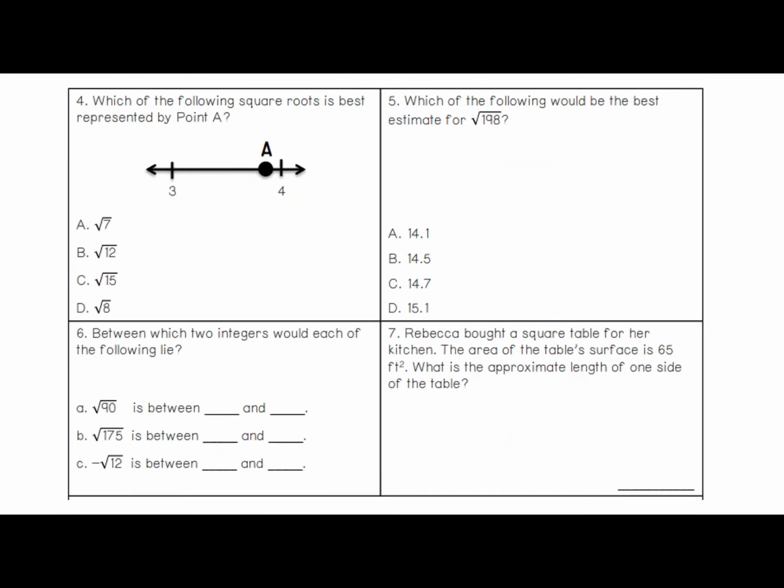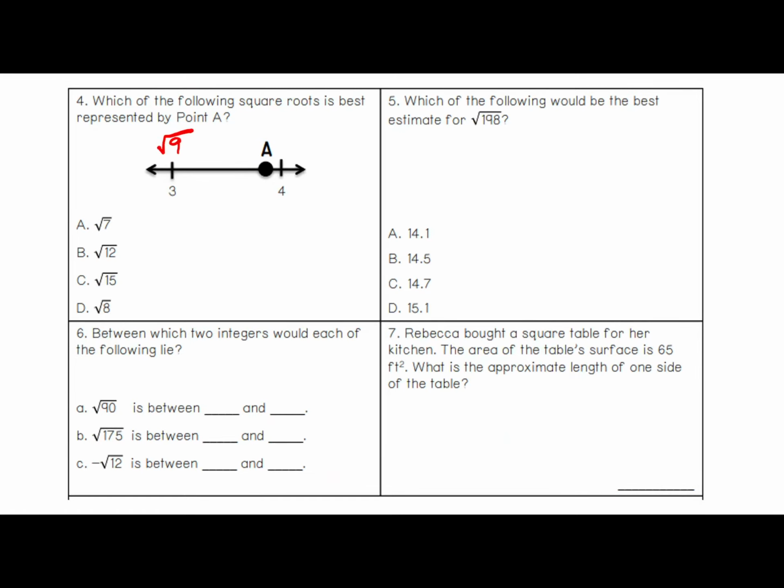Alright? So I want you to pause the video right here and check your own work. Once you have tried all 4 of these problems, we will want you to check your work and play it back. So which of the following square roots is best represented by A?